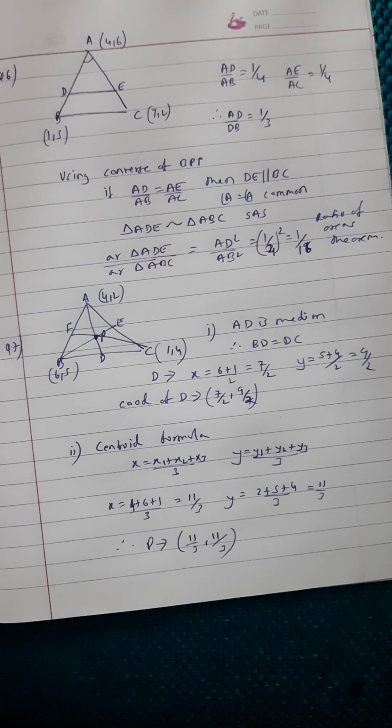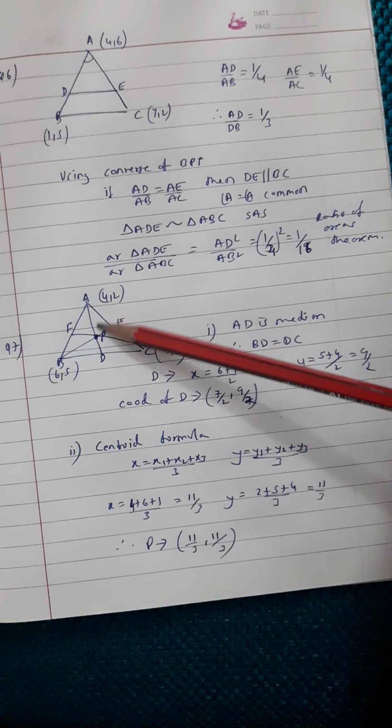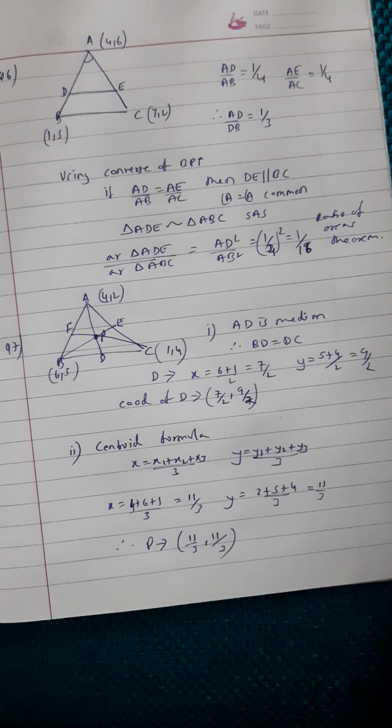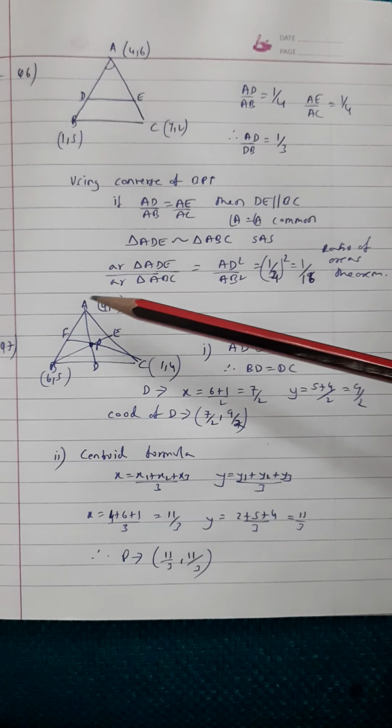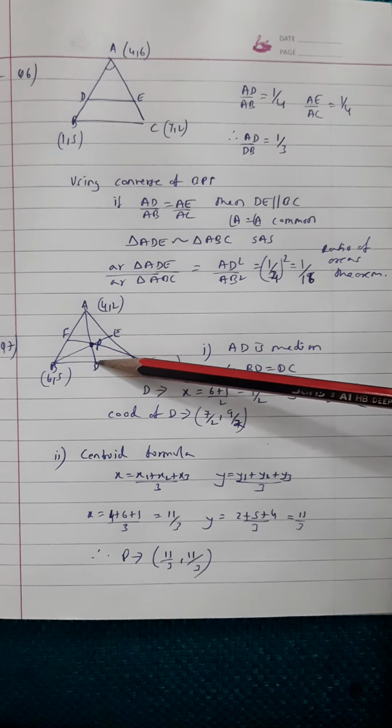Then question number 7, also slightly different because it's based on the centroids. Now what is a centroid? A centroid is the point of intersection of the medians of a triangle. Now this is a median. What is a median? Median is a line drawn from the vertex to the midpoint of the opposite side. So if I am saying that AD is a median, then this is a midpoint.